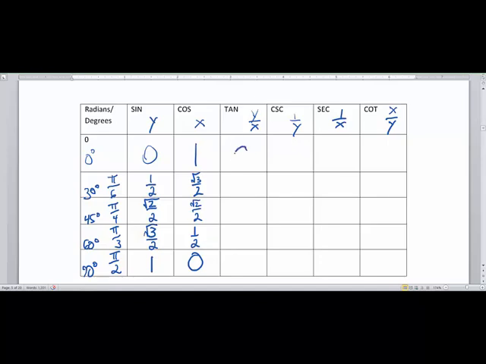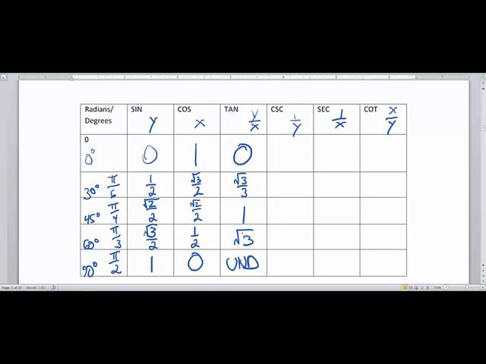Now for tangent, it's going to be y over x, and 0 divided by 1 is 0, and 1 divided by 0 is undefined. I'll abbreviate it with UND. Now this is going to be square root of 3 over 3, this is going to be 1, and this is going to be square root of 3. Now these were all derived in the previous video.